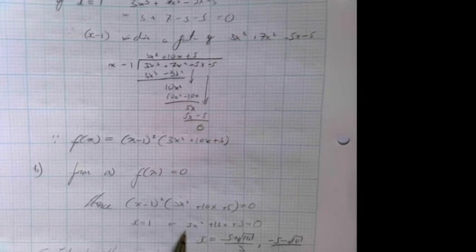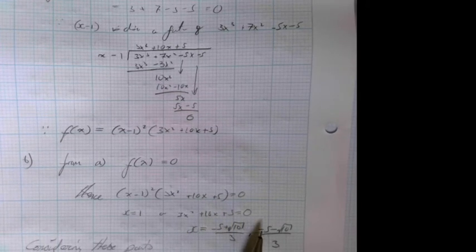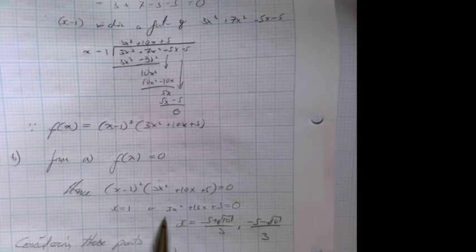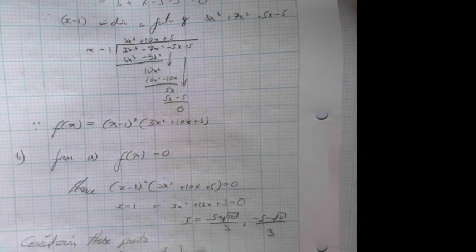Knowing that this is equal to 0, we're going to have to solve this. So one solution is quite easy. One solution is that x is equal to 1. That would mean 0 times all of this, which we know is equal to 0. The other solution is going to come from solving this quadratic, which we could do using the quadratic formula or our calculator, to get minus 5 plus root 10 over 3, or minus 5 minus root 10 over 3.